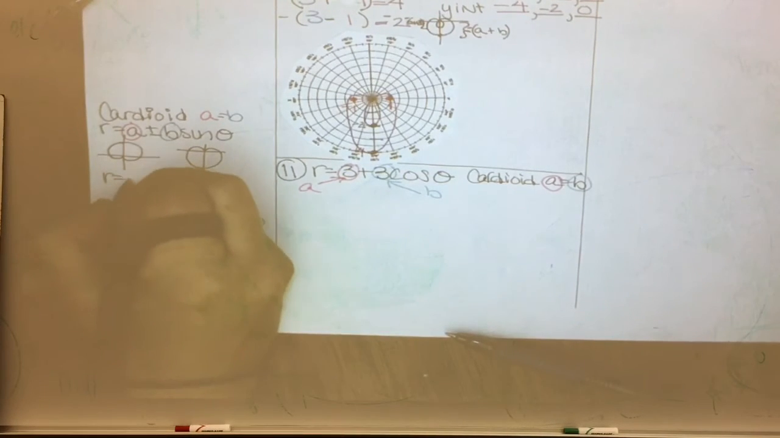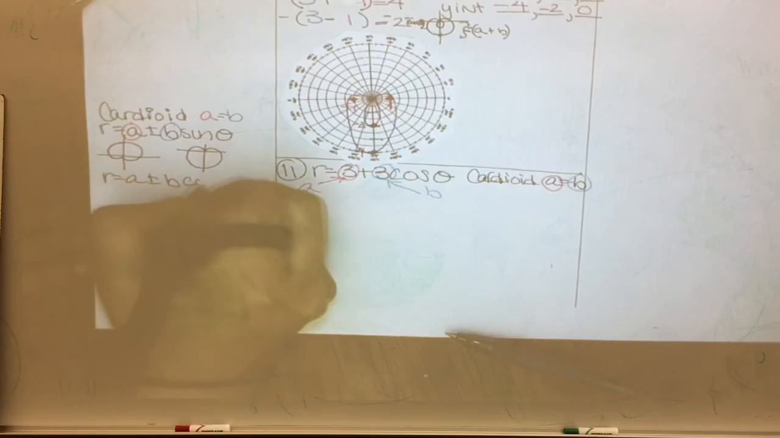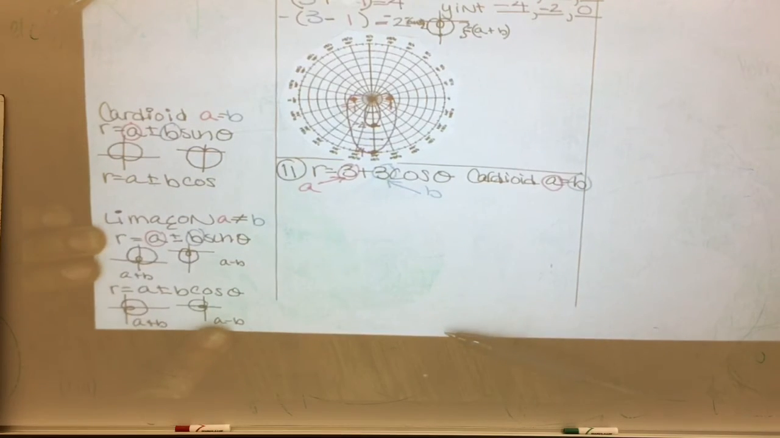And cosine will look just like these ones except no inner loop.